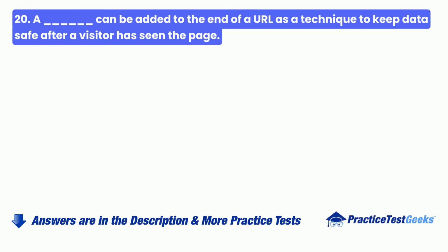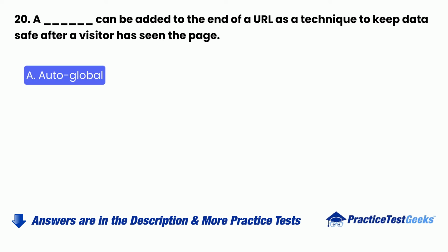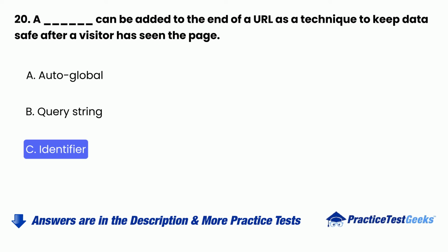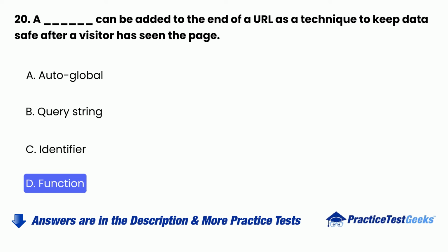20. It can be added to the end of a URL as a technique to keep data safe after a visitor has seen the page. A, auto global. B, query string. C, identifier. D, function.